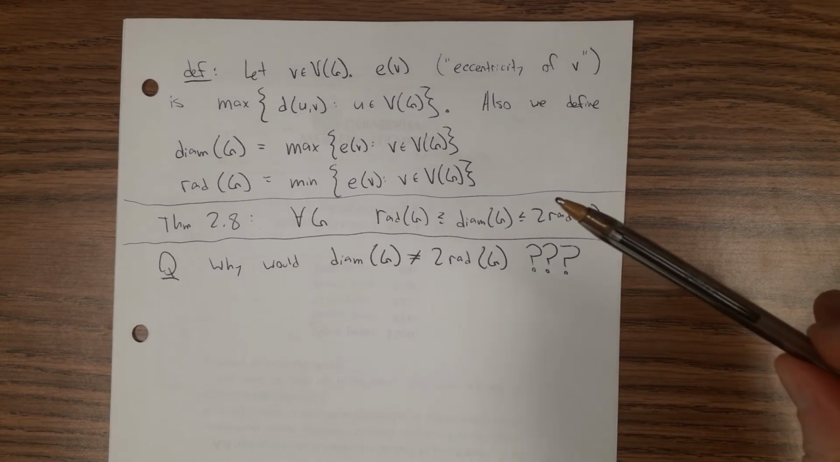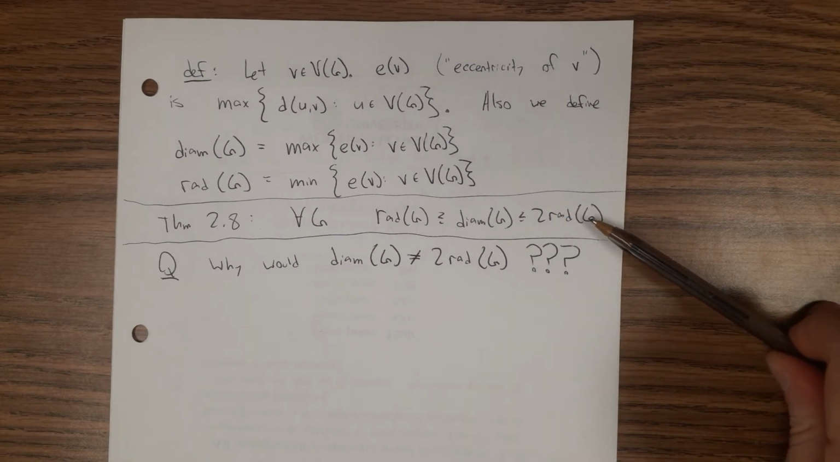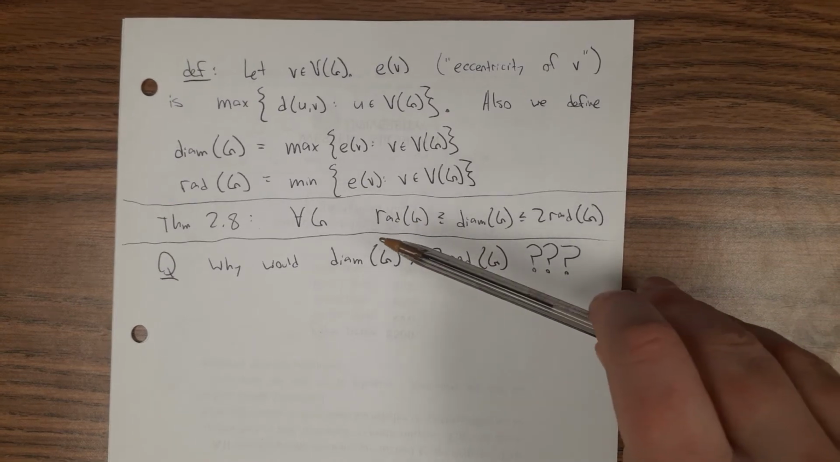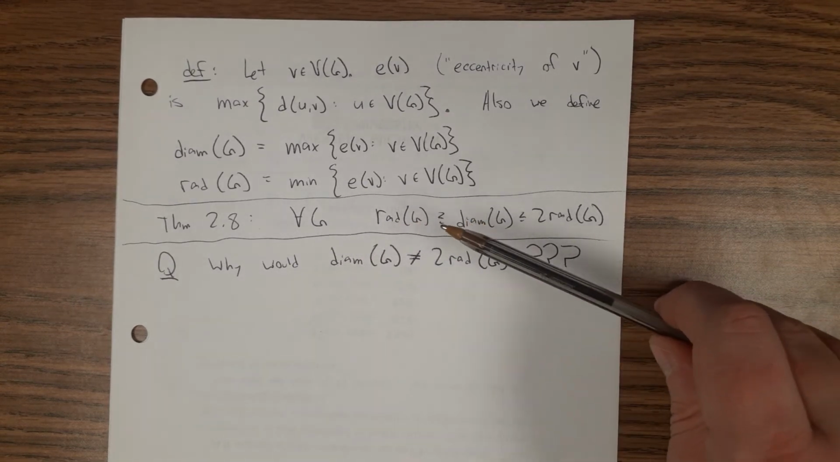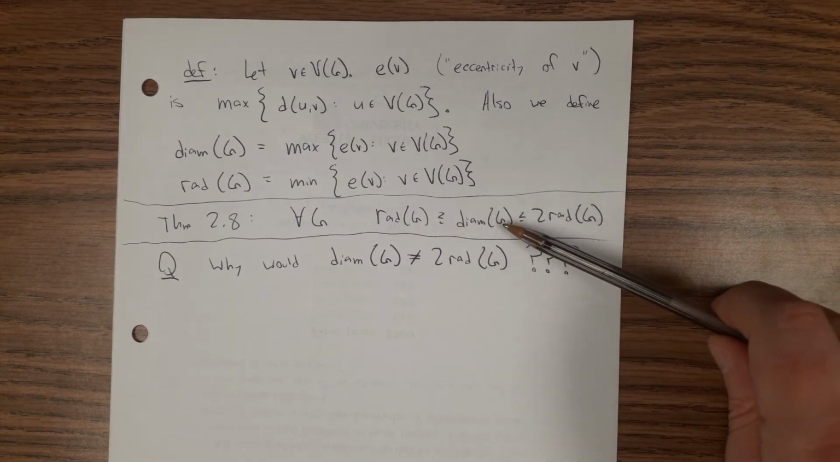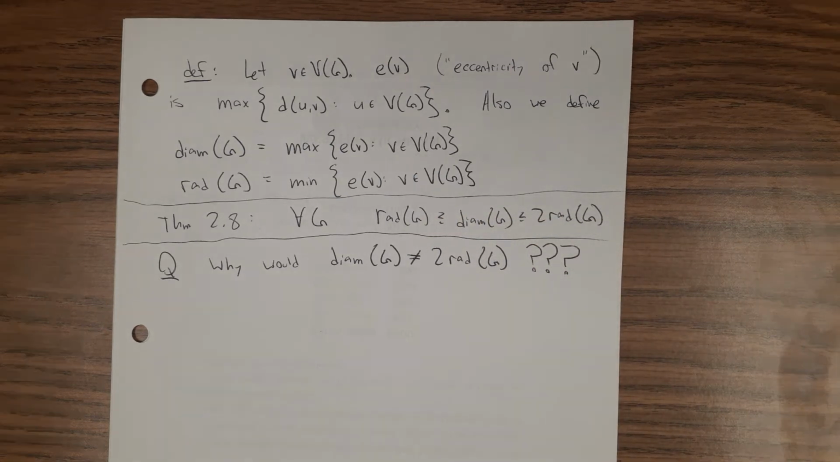We have Theorem 2.8. There's a proof in the book, and the proof is not that long, so I'm not going to go over it. But what it says is that for all graphs G, the radius is less than or equal to the diameter, which is less than or equal to 2 times the radius.